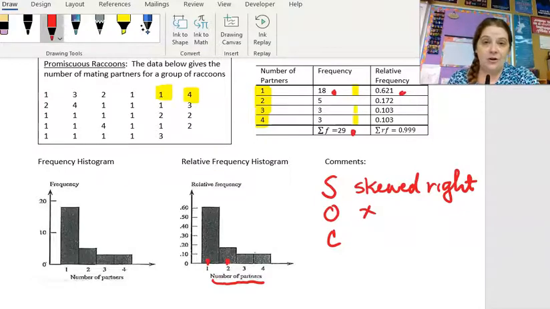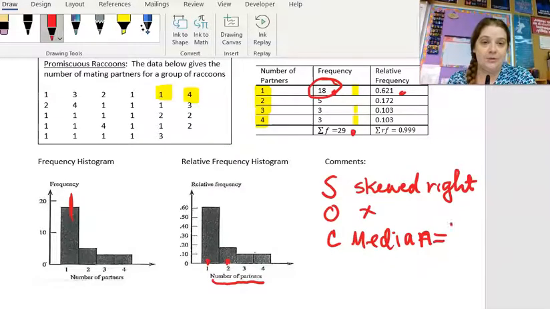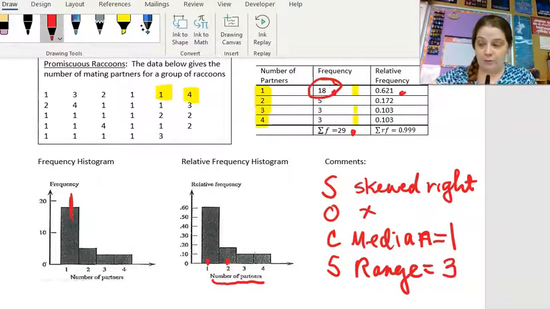Since I look, there are 18 values in that first bar. I know that the median value is going to be in that first bar. So the median is going to be 1 partner here. As far as the range goes, okay, we're going to do 4 minus 1, and that's going to give us 3, a range of 3.